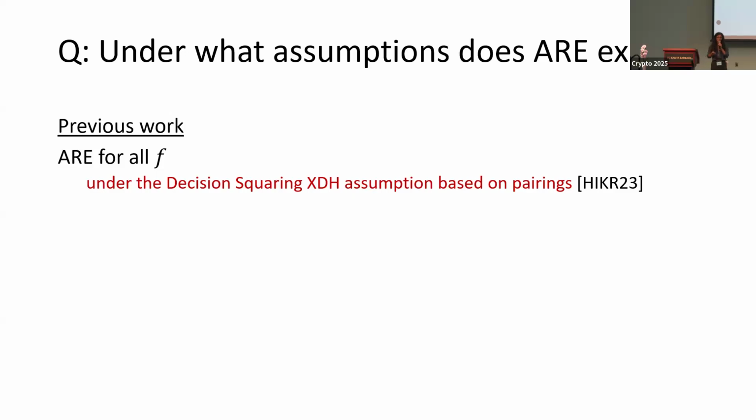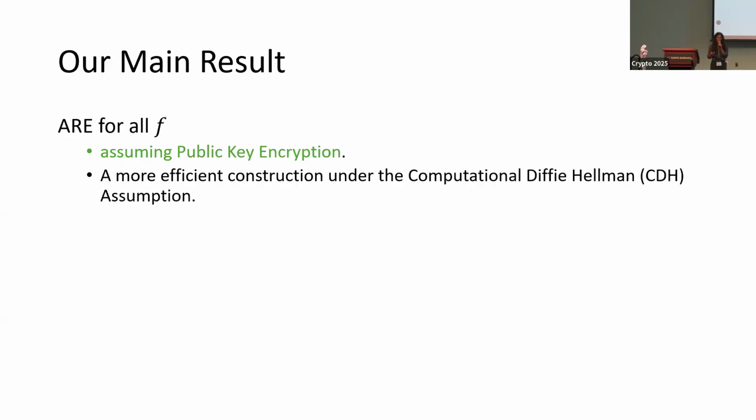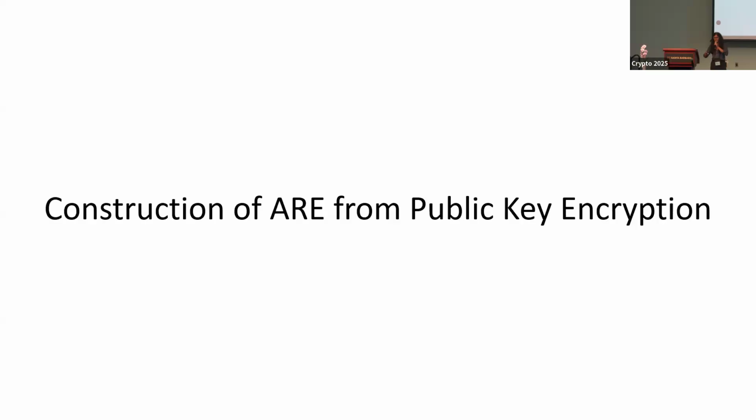So our main result is getting the more general assumption of public key encryption and constructing additive randomized encodings from this. Our paper also has a more efficient construction from CDH, but we will not be talking about that today. Okay, so let's get into the construction from PKE.